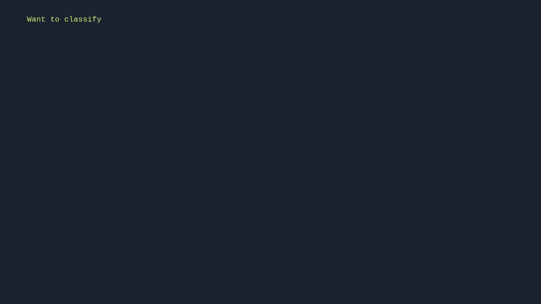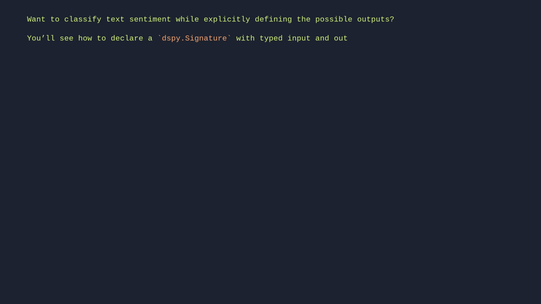Want to classify text sentiment while explicitly defining the possible outputs? You'll see how to declare a dspy.Signature with typed input and output fields, then use dspy.Predict to generate a sentiment label and confidence score from a sample sentence.